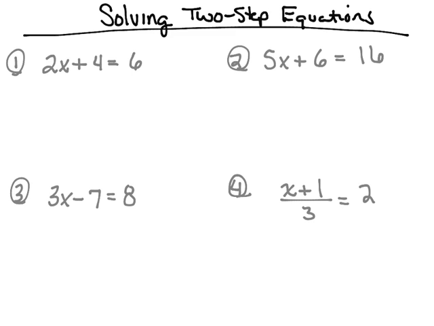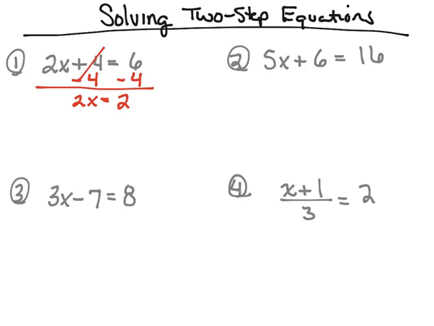Just as we did with the one-step equations, what we're going to do is work backwards or undo things. We've got to do the opposite operations. So the first thing I'm going to do is the opposite of adding 4, and the opposite of adding 4 is subtracting 4. And remember, we do this to both sides. So if I subtract 4, I'm left with 2x is equal to, if I subtract 6 minus 4, 6 minus 4 is 2. Now I'm not done yet.